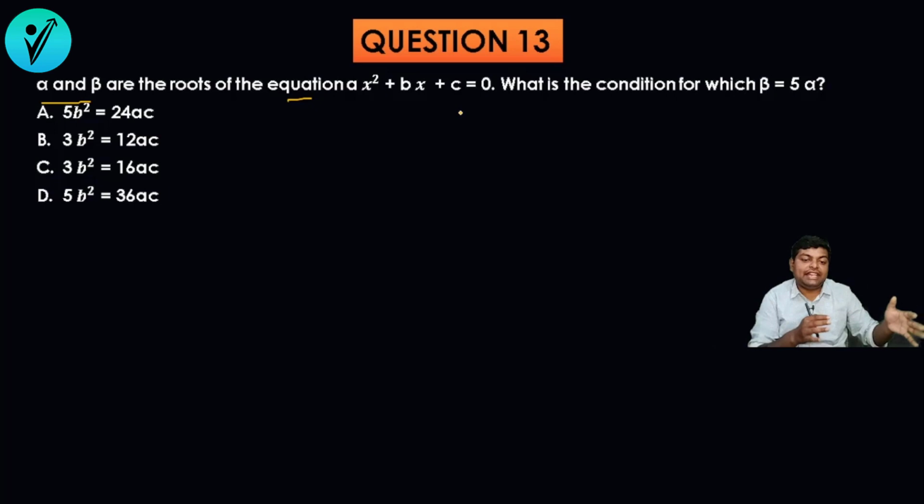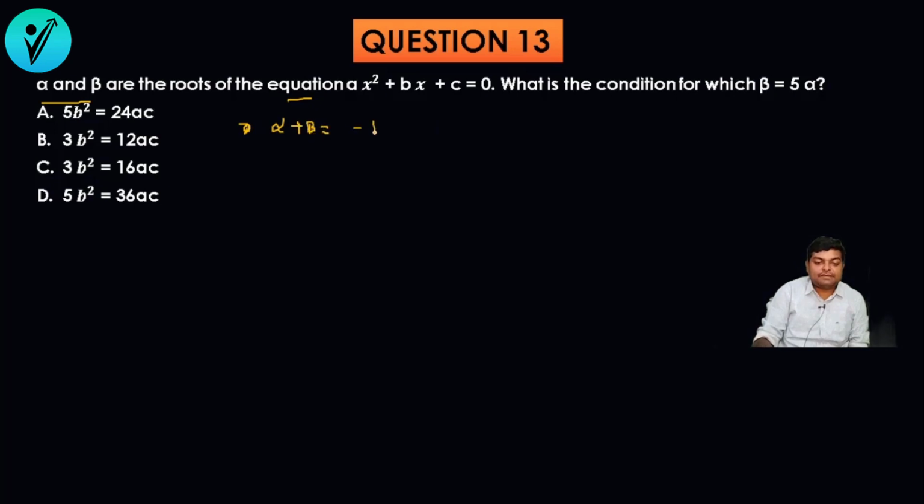Now whenever we are dealing with the quadratic equation, there is a relation between roots and the coefficients of the equation. So what is the relation? The sum of roots: suppose the two roots are alpha and beta, so the sum of roots alpha plus beta is equals to minus b by a. And another relation is alpha into beta, the product of roots, is equals to c by a. Let's use this relation and see.